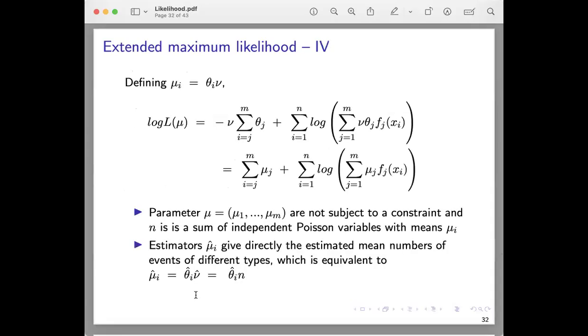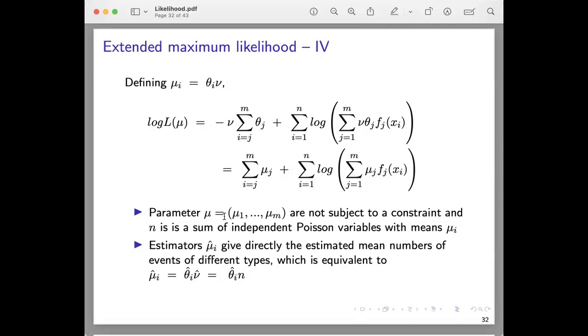Okay. So in such cases, now you can redefine, say, this mu theta I times nu as mu, and the mu are not subject to this constraint that the sum over mu equals 1. And then the log likelihood function would look like this: the sum over mu I, sum over mu j times log of sum over mu j and f of x I j.